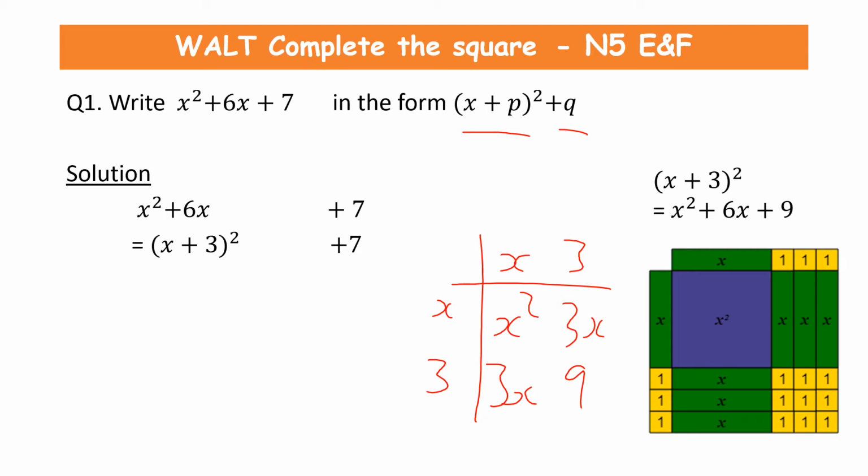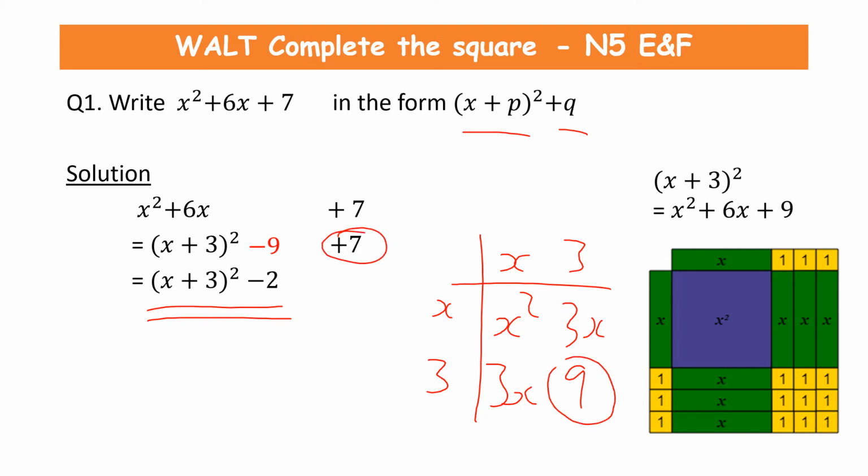So we want to compare just the x plus 3 squared with the x squared add 6x. If we want to make those equal, we're going to have to take away 9. And if we add back the 7, we get x plus 3 squared, take away 2. Not surprising we're too short, because if you compare that 7 with the 9, you can see they're too short. So that's how we complete the square.